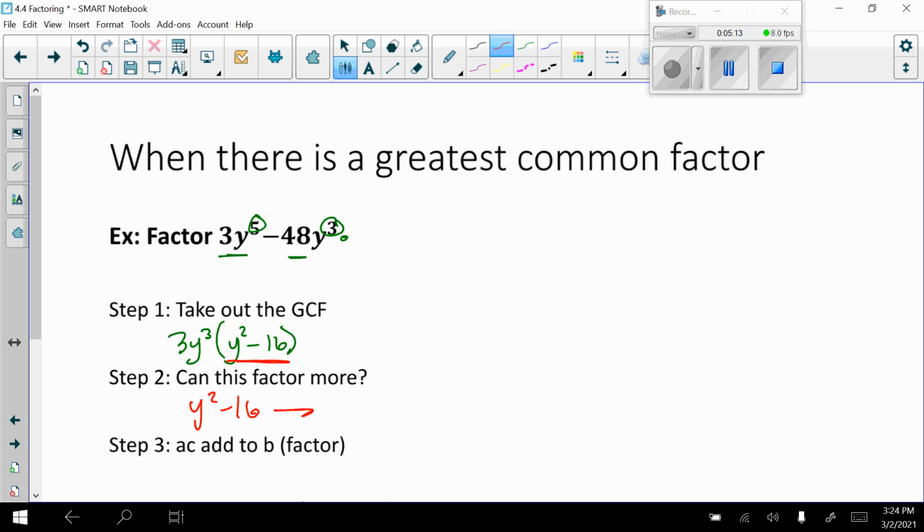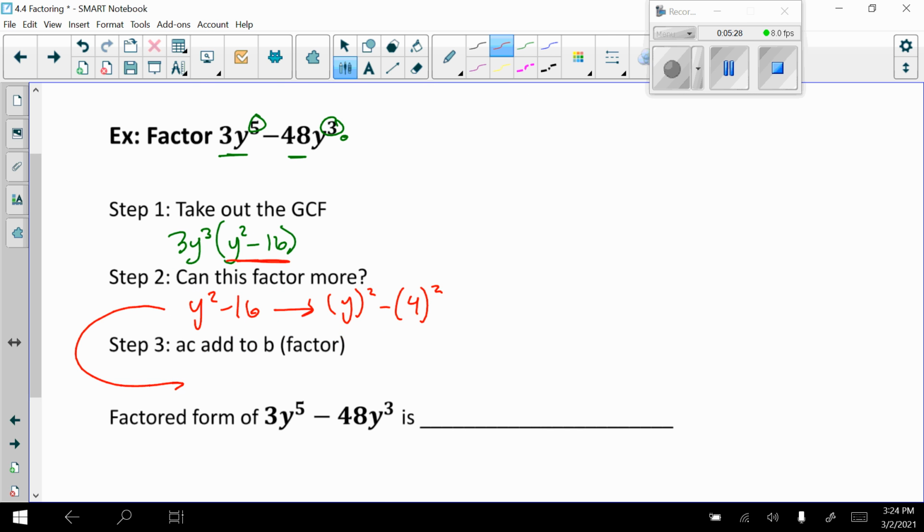This is a difference of squares pattern. So if I think about the square root of both of these things, I could write it as y squared minus 4 squared, okay? And if you remember what that looks like, we'll come in and finish it down here. The general form of a difference of squares factoring looks like this: a plus b times a minus b. I've got a is y and b is 4 from up here, right? So this thing factors to become y plus 4 and y minus 4.